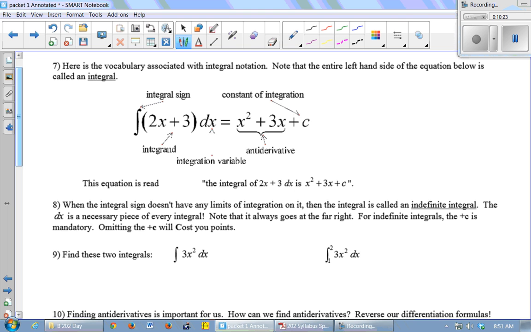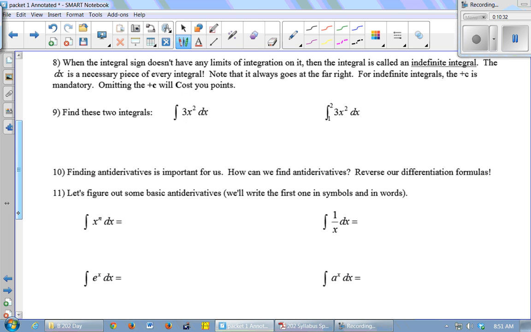So you would read that out loud: the integral of 2x plus 3 dx is x squared plus 3x plus c. So like I said before, when the integral sign doesn't have any limits of integration, then the integral is called an indefinite integral, and it means find the antiderivative. Okay. The dx is a necessary part of every integral. Because you don't use it in the analytic process of finding the answer, it's easy to forget to write it, but the notation is meaningful. It always goes at the far right. For indefinite integrals, the plus c is mandatory. Omitting the plus c will cost you points on a quiz or a test.